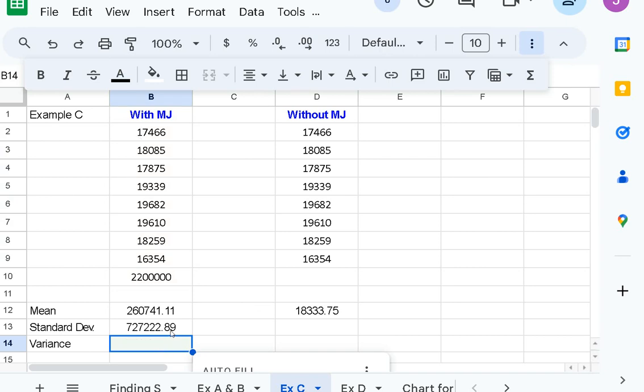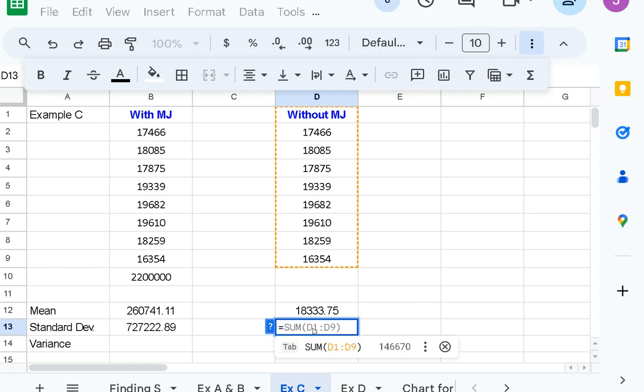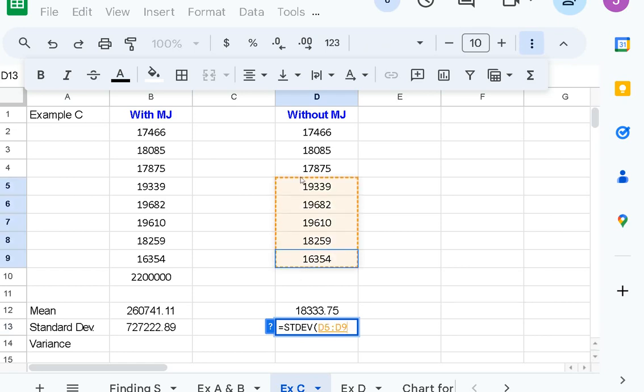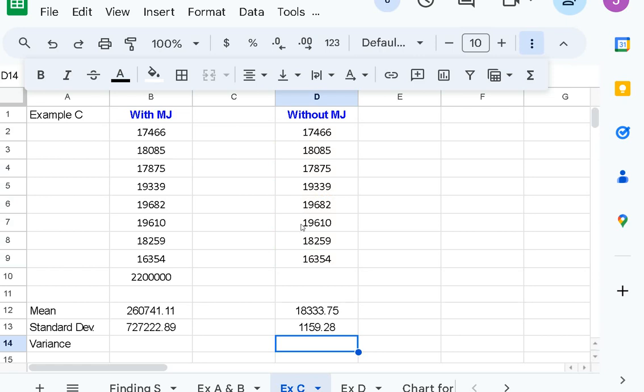I don't want it to repeat that calculation. What do you think? Does the standard deviation without Michael Jordan, do you think it's going to be as big? No. So equals standard deviation, and let's click these guys right up here. And bam. Significantly less.